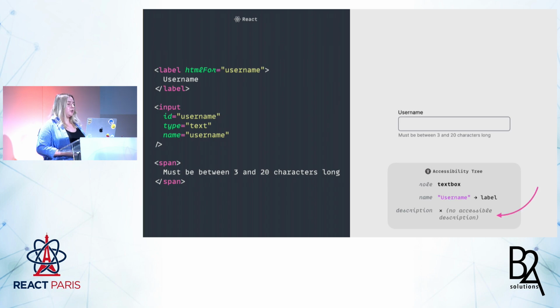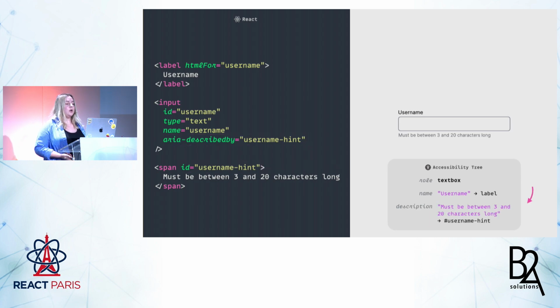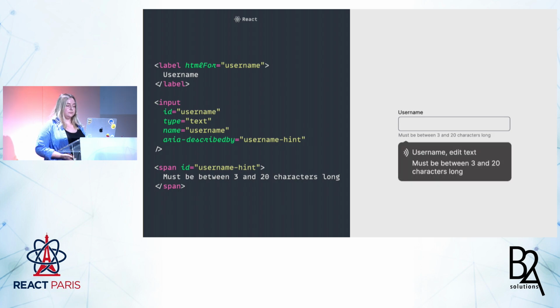When we learned that all elements in the accessibility tree can have an accessible role and name and other attributes, I didn't mention that they also can have an accessible description, which is usually empty by default. And we can set it using ARIA. We can use the aria-describedby attribute and connect it by ID to our input. Then the contents of this description will be used to set the description within the accessibility tree and will be announced to the user, like so. "Username, edit text. Must be between 3 and 20 characters long."